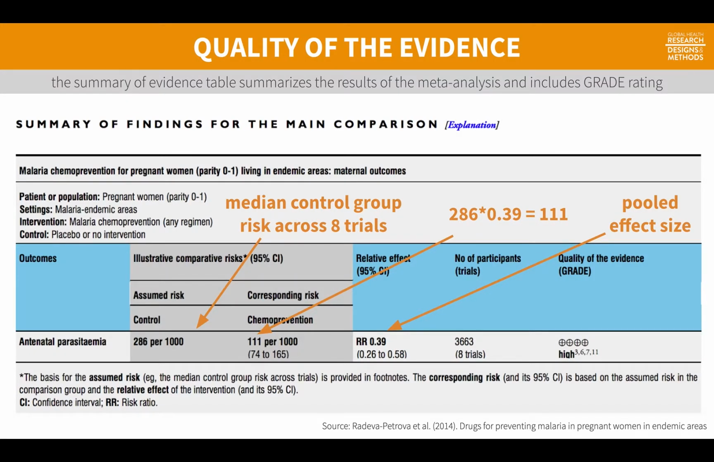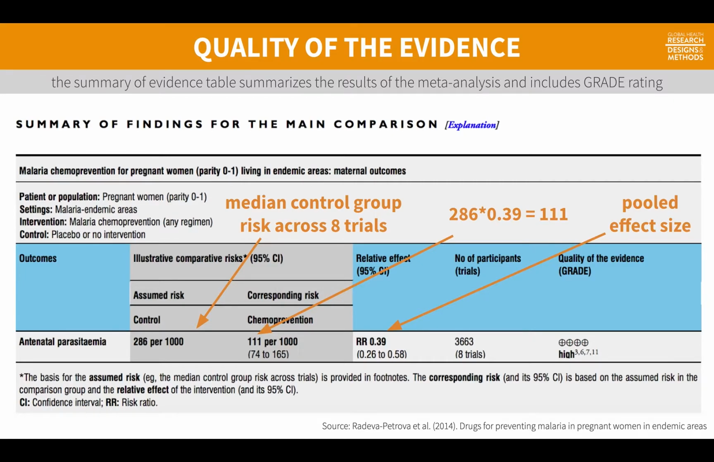Finally, summary of findings tables like the one shown here are a common way to distill the main lessons of the review. The first column shows the typical burden of the outcome as an illustrative risk, basically what you'd expect in the absence of the intervention. The second column shows the absolute risk with the intervention. This is followed by the relative effect that we found on the forest plot in the previous slides.